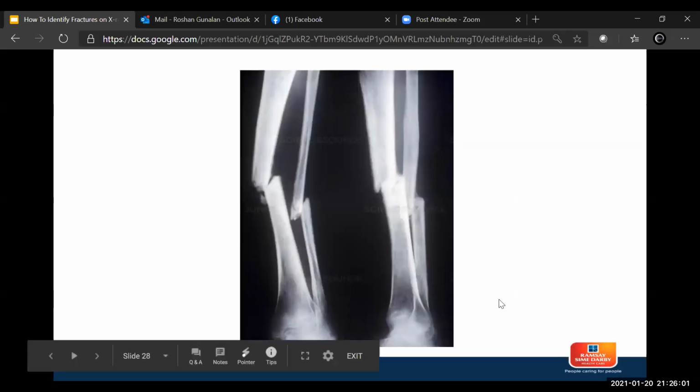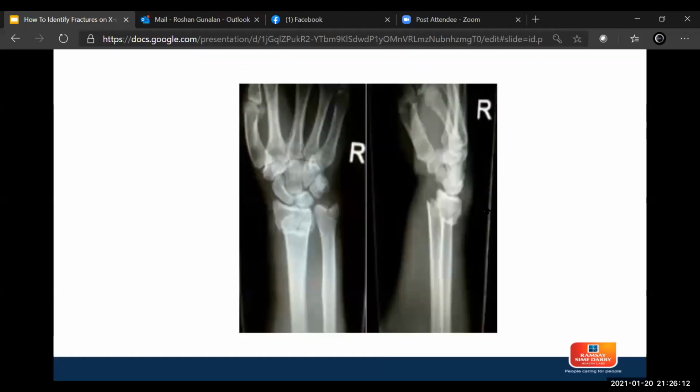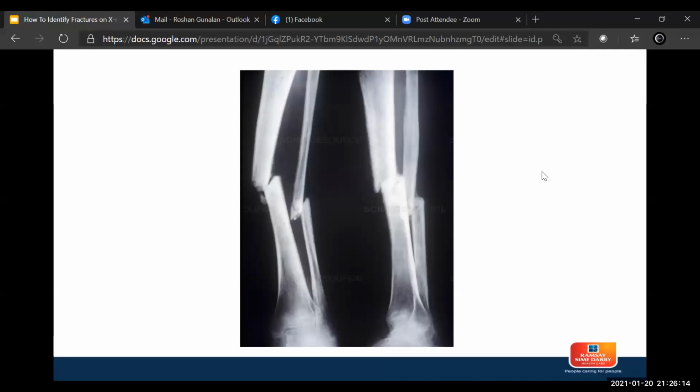Okay, next one we can try. What's the next X-ray? What's the fracture? Okay, they're typing. All right.